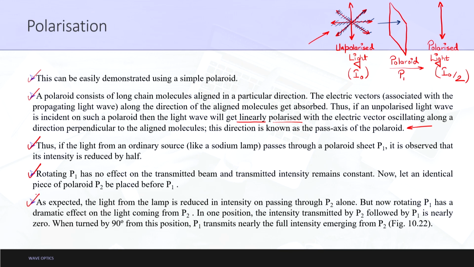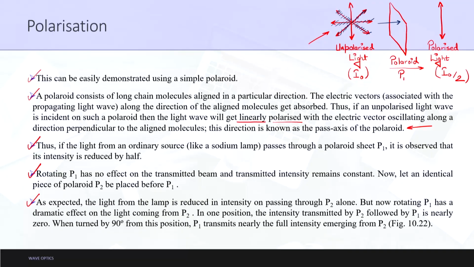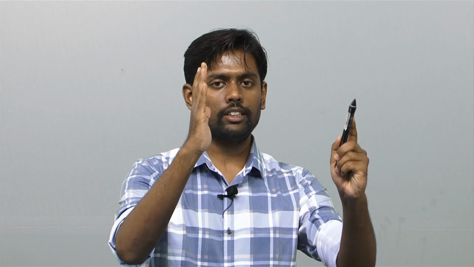So it is saying that there are some orientations of sheet P1 for which the intensity of the polarized light we get after passing through P1 will be 0. Maybe the intensity can be 0, and maybe the intensity can be the same, which is I0 by 2. When does it happen? I will explain this. For now, just understand that if only a single sheet is used, then there will be a simple change in intensity from I0 to I0 by 2. It does not depend on the angle of orientation.